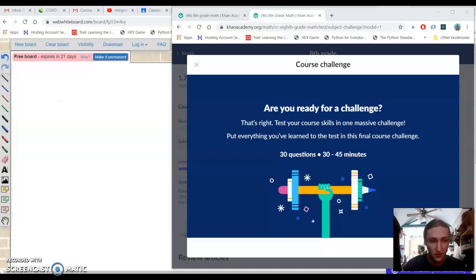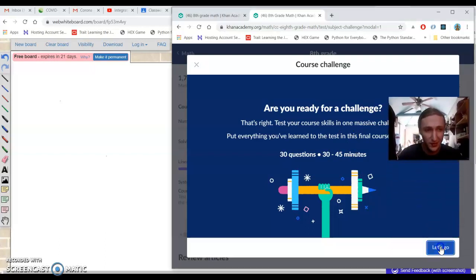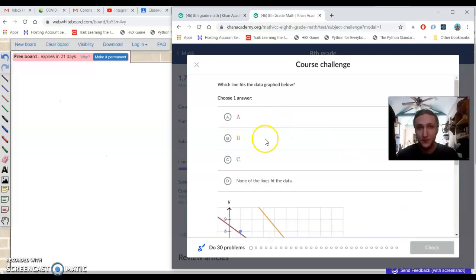So let's go. Is it going to let me click let's go? Oh, no, it wants me to move my, there we go. Okay. Which line fits the data graphed below?